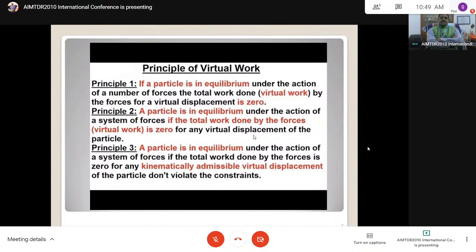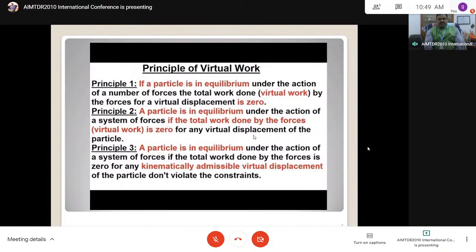Kinematically admissible means we are assuming that the system is conservative, there is no loss or no gain. Suppose we are considering a piston cylinder mechanism, we are assuming a conservative system. There are no losses. That's what kinematically admissible means. It has to satisfy all equations. That is the meaning of the kinematically admissible condition: the virtual displacement of the particle doesn't violate the other constraints, basically. So these are the three small differences between principle 1, principle 2 and principle 3.